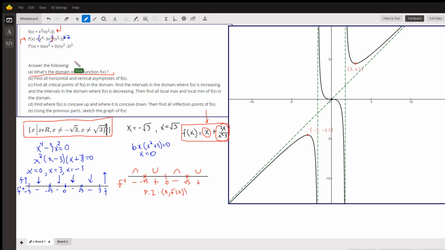Okay, so to find the critical numbers, we want to know when does the first derivative equal 0, and that will happen when the numerator equals 0. So x to the fourth minus 9x squared equals 0. Those are your critical numbers right there. You could include negative square root of 3 and positive square root of 3 as critical numbers, but they're not in the domain of the original function.